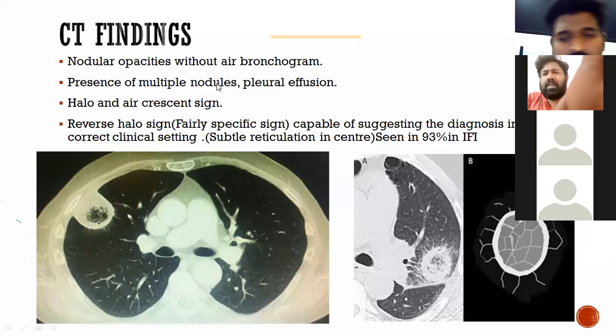The reverse halo sign is not specific only for mucor. You may get this reverse halo sign in many conditions. You may get it in cryptogenic organizing pneumonia, or in other conditions. But what is more classical of the reverse halo sign in mucor is that you see a thick-walled reversal, inside that you see the granularity, you see the septa. As you see here, subtle reticulation in the center, which you could see in most of the patients.